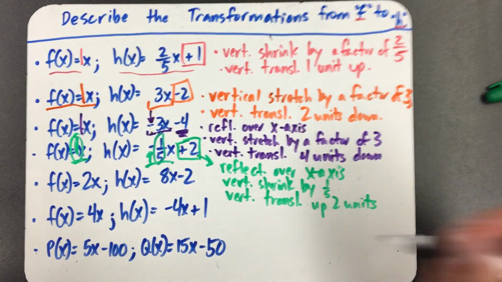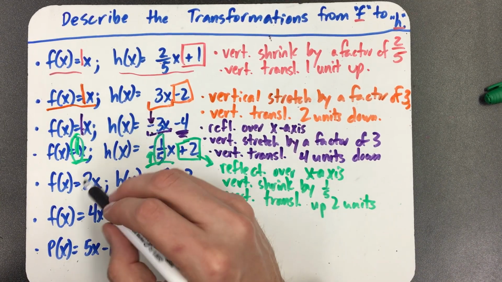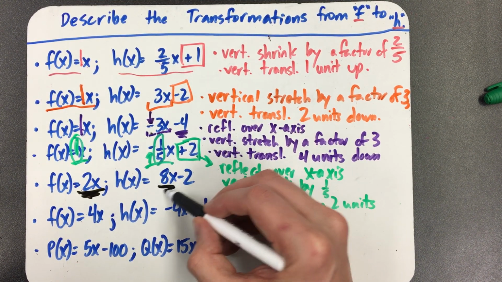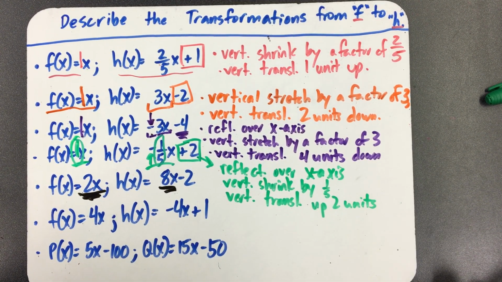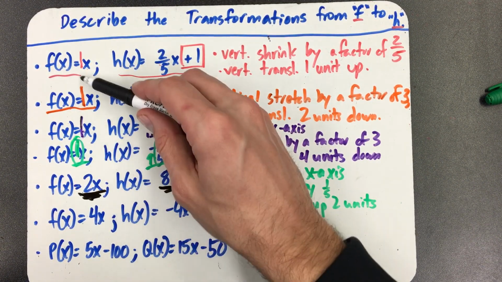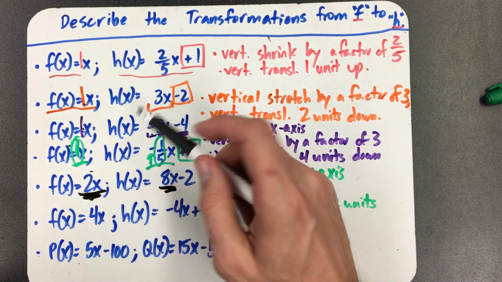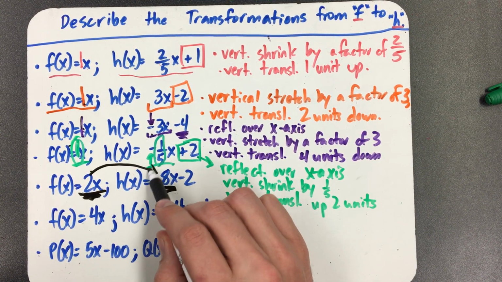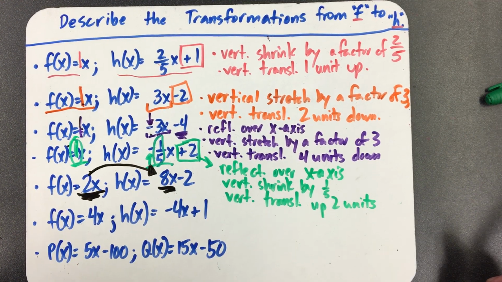The next one. This one is a little different. Look, all of a sudden, uh-oh, we started with 2x, and now we have 8x. So we've definitely increased the slope, but how much did we increase it? All these other ones started with 1x. This one starts with 2. So we bumped it up from 2 to 8. We've increased it by a factor of what?